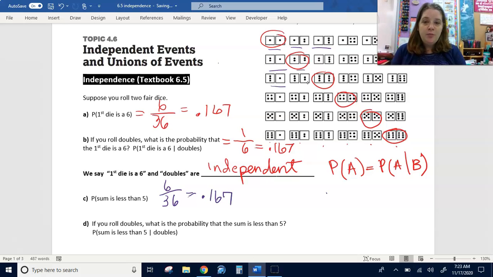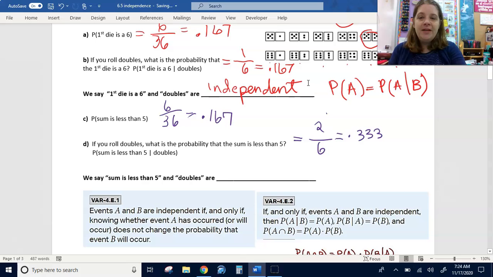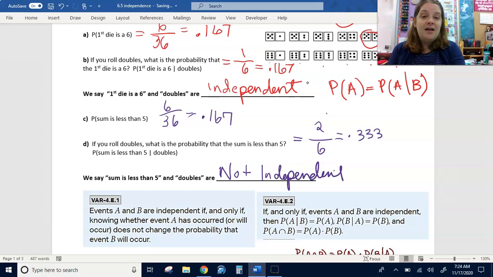Now it says, if you roll doubles, what's the probability that the sum is less than 5? If I roll doubles, again, I'm only looking at the 6 that are doubles. Out of the 6 that are doubles, it looks like 2 and 4 would be sums less than 5. That's 2 out of 6, and that is 0.3 repeating if we turn that into a decimal. So in this case, getting doubles did change the probability. We would say that getting a sum less than 5 and doubles are not independent. In other words, you can say they are dependent, but these are not independent.